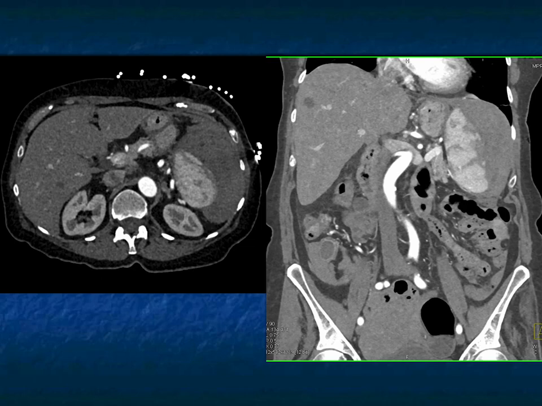When you look at these two images, what do you see? Well, it doesn't seem to be very difficult. It looks like there's a fluid collection, which is high density, involving the spleen, and it's compressing the spleen, and it really looks like a splenic bleed. Now, let me give you the history, and let you think about this some more.